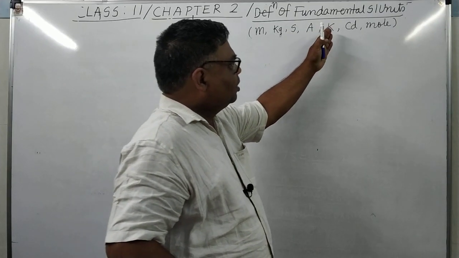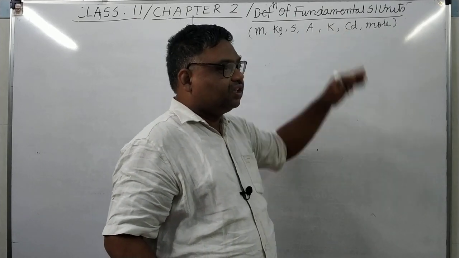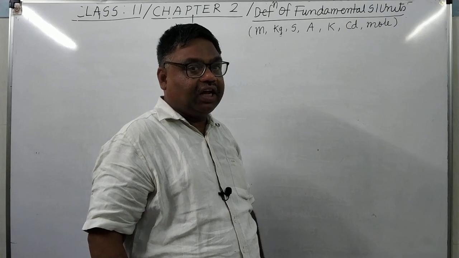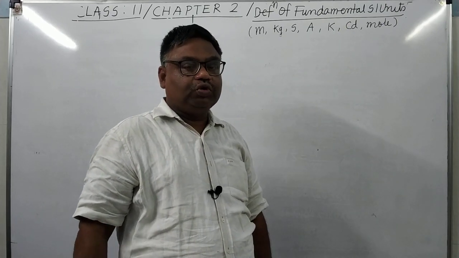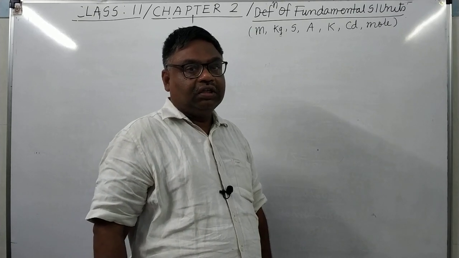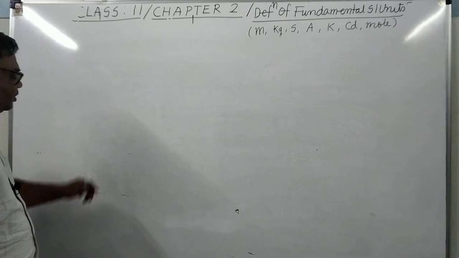Now what are the remaining units? One is ampere; the SI unit of temperature is Kelvin; the SI unit of luminous intensity is candela; and for amount of substance, mole. Then there are two supplementary quantities, angle and solid angle, and their units are radian and steradian. So in this lecture we will study the definitions of these units.